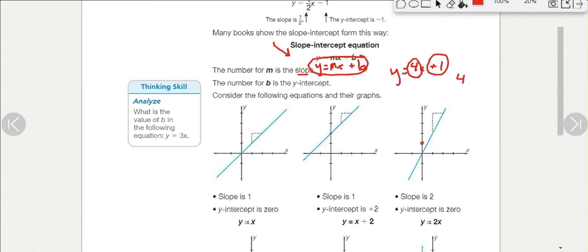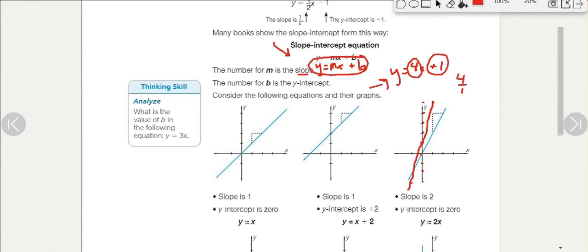Rise over run, right? So that would mean 1, 2, 3, 4, 1. And then 1, 2, 3, 4, 1. And you could actually draw a line from here through here. And I just did all that just by looking at it instead.